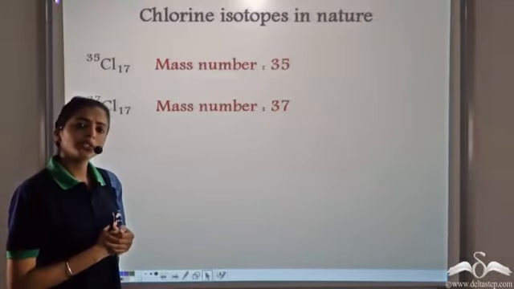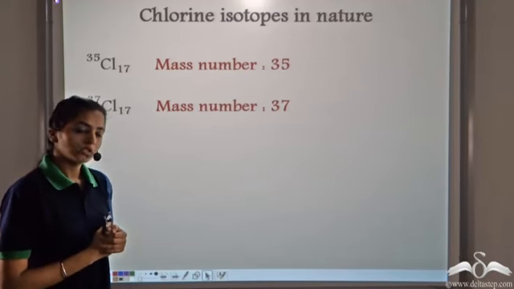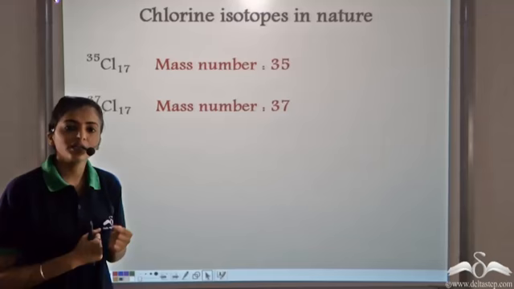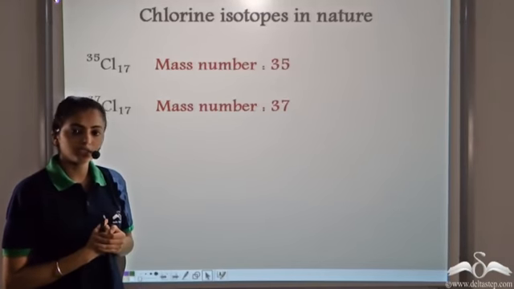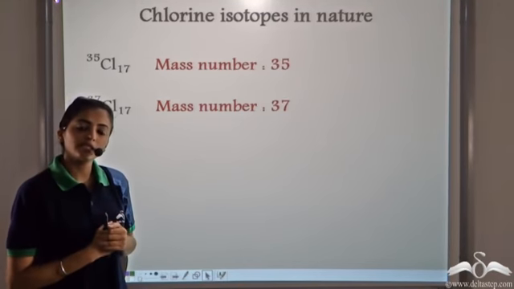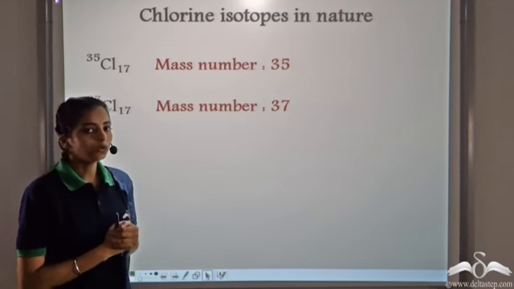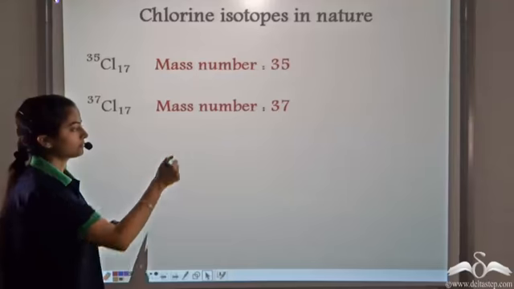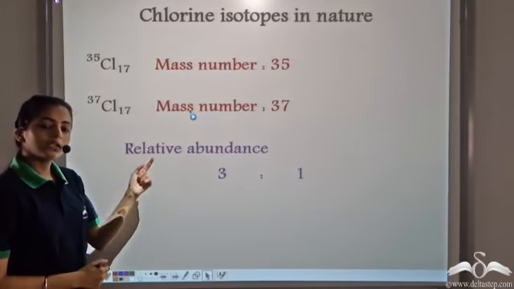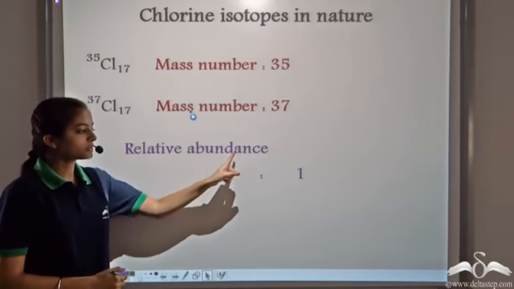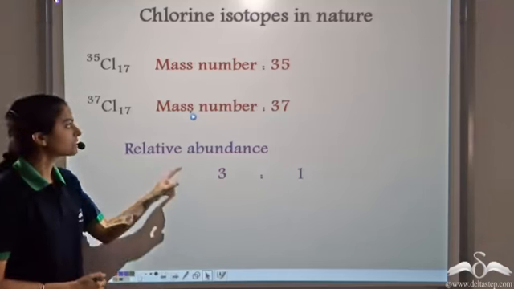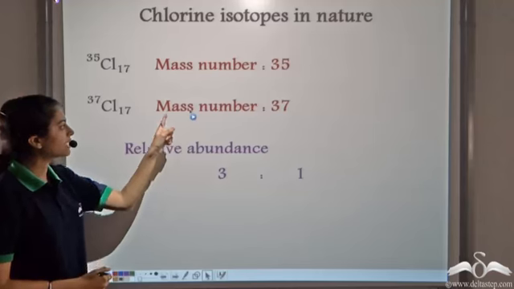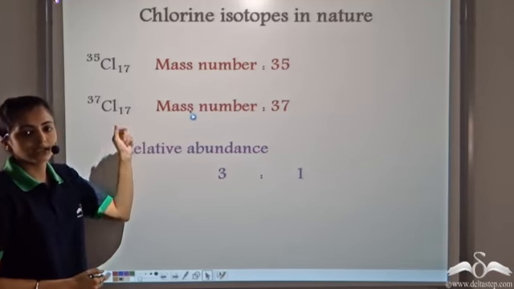So now, what should be the relative atomic mass of chlorine? Should it be 35 or 37? We know that one element cannot have two relative atomic masses, right? So it should have only one relative atomic mass. Now, to calculate that, we need the relative abundance of the two isotopes. The relative abundances of the two isotopes are in this ratio. This means the first isotope is 3 times as abundant as the second isotope, which is 37Cl17.